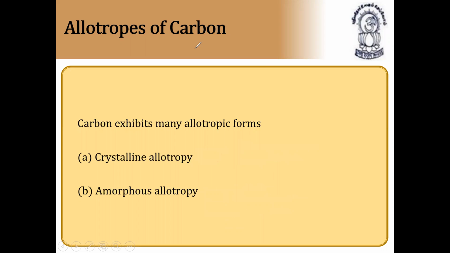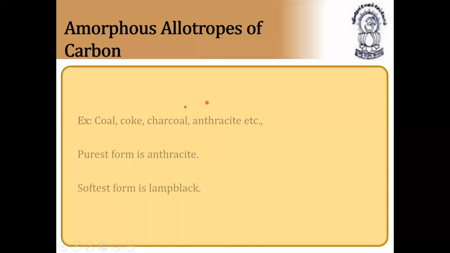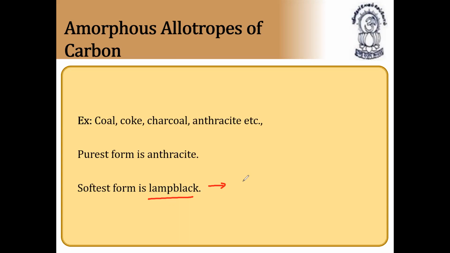Coming to allotropes. Coal, coke, charcoal, anthracite, etc. are called amorphous allotropes of carbon. Purest form is anthracite. Softest form is lamp black. Lamp black is also called carbon black. It is used in the manufacture of tires.